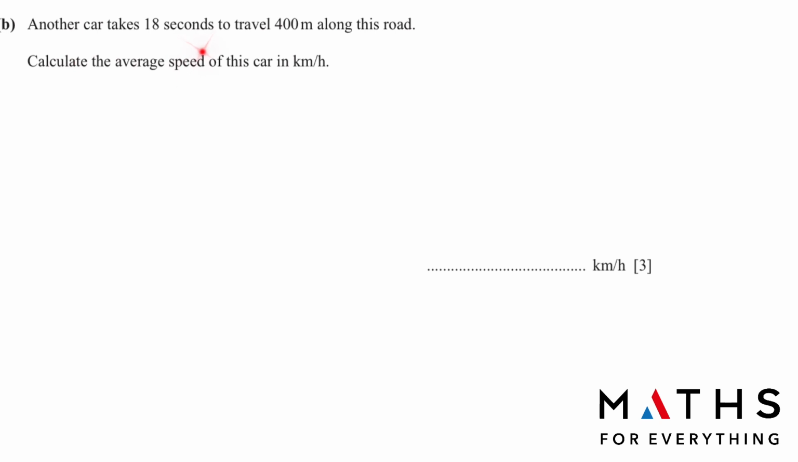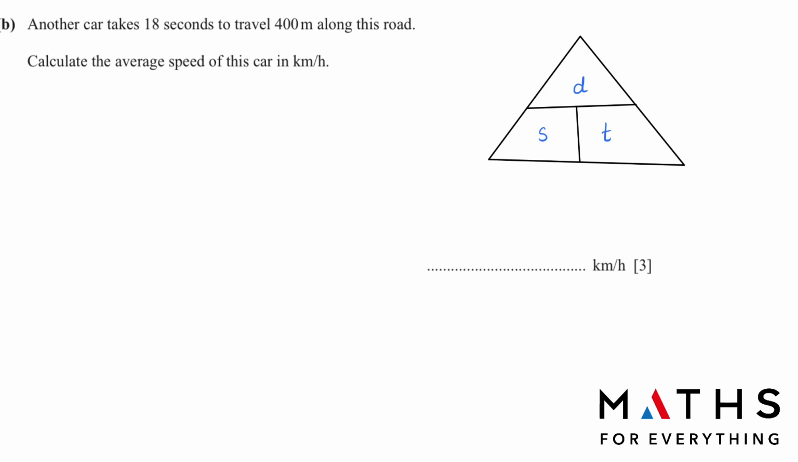Part B. Another car takes 18 seconds to travel 100 meters along this road. Calculate the average speed of this car in kilometer per hour. You have to be careful. This is meter and seconds. After we get the answer, we have to convert it into kilometer per hour. Whenever we have to find either distance, speed, or time, this is what we use. So what do we have? We have the time and we have the distance. We have to find the speed. So it is distance over time. Speed is equal to distance over time taken.